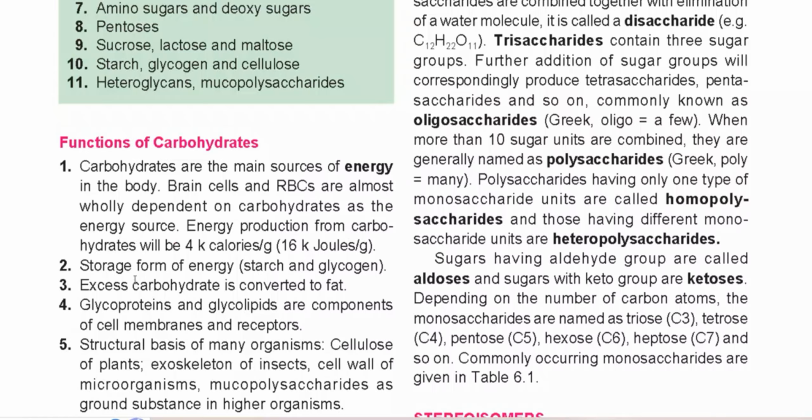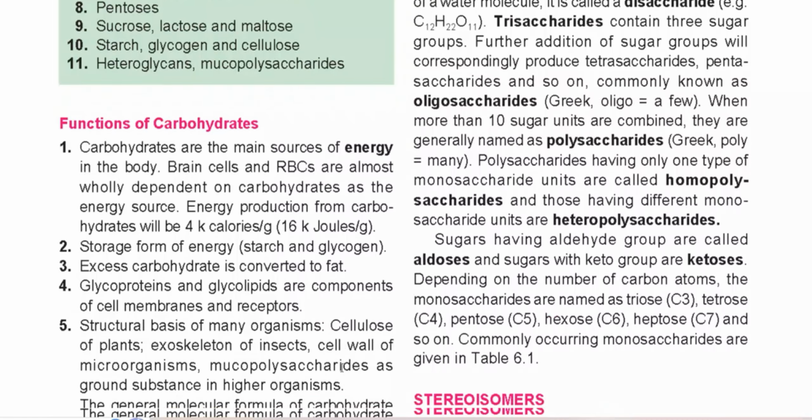Number two function, it is a storage form of energy, that is starch and glycogen. And excess carbohydrate is converted to fat molecules for storage. Glycoproteins and glycolipids are components of the cell membranes and the receptors, and the structural basis for many organisms, like the cellulose of plant cells, the exoskeleton of insects and the cell wall of microorganisms. Mucopolysaccharides are the ground substances of the higher organisms.